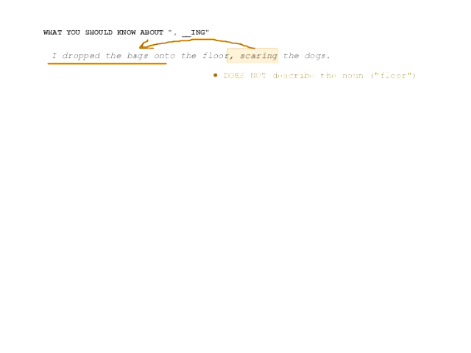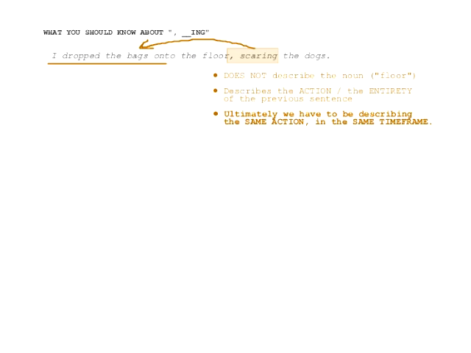So not floor. Floors don't scare dogs. Dogs like floors. It describes the entire action, or the entire, if you prefer, the entirety of the previous clause. But what you also have to know is that ultimately we have to be describing the same action in the same time frame. And this is what also goes underappreciated.